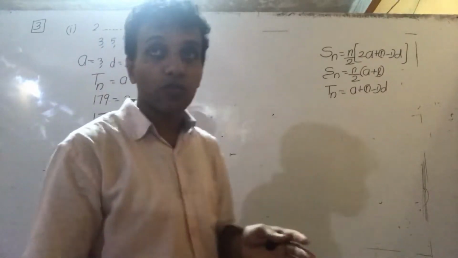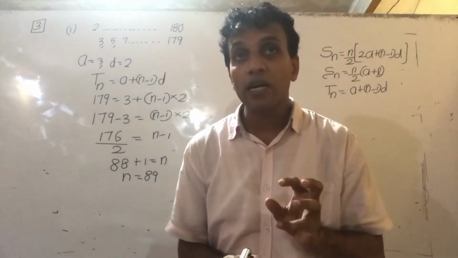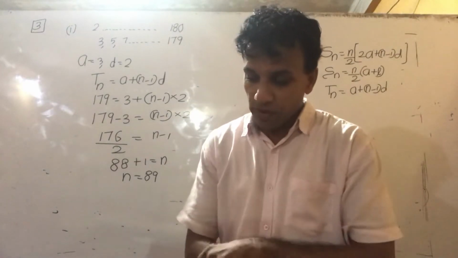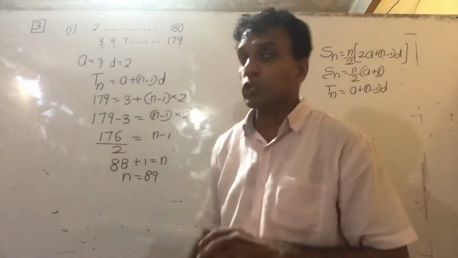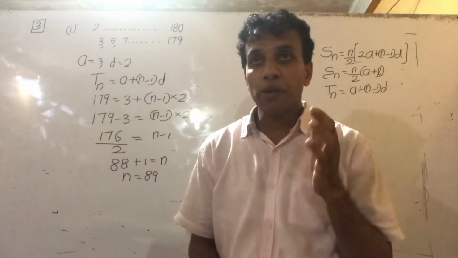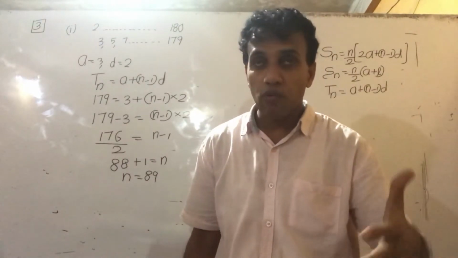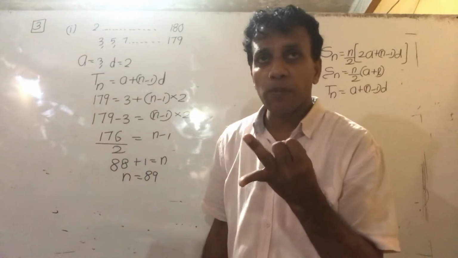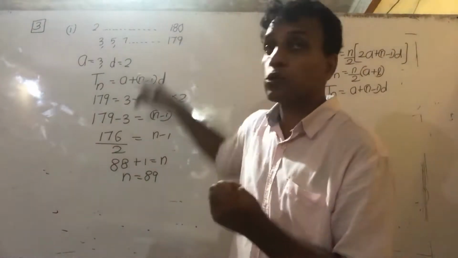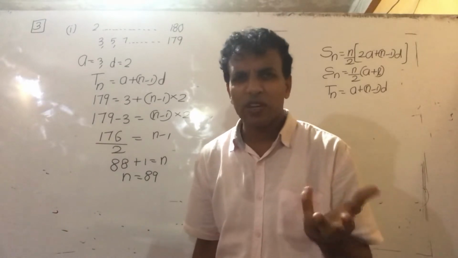Where is 179? It is the 89th term. That is the first part. Now find their sum. There are two parts in this first question. First, how many odd numbers there are in this order. Now find all their addition: 3 plus 5 plus 7 plus 9 and so on, adding up to 179. You can't do it by the ordinary method, it takes a long time.